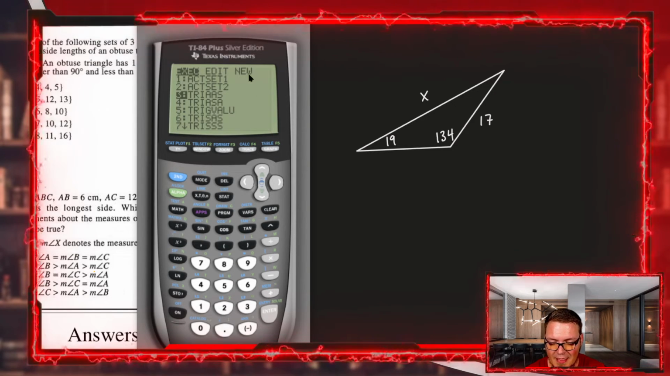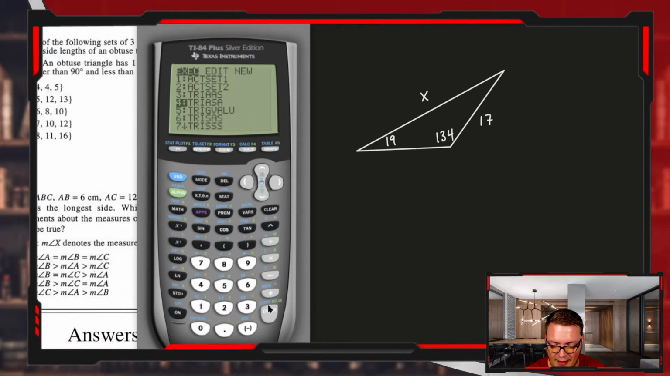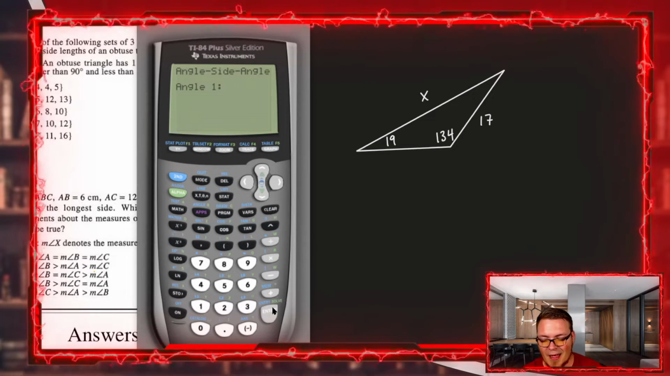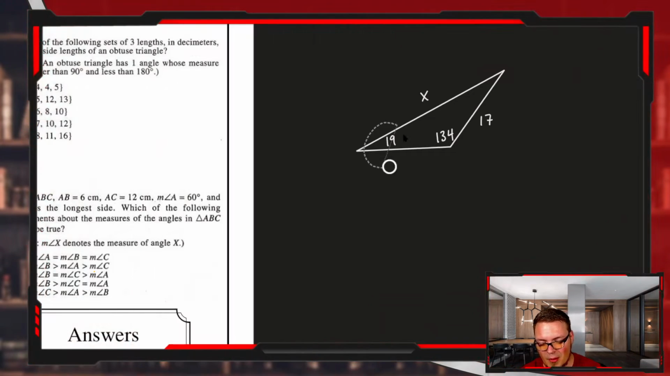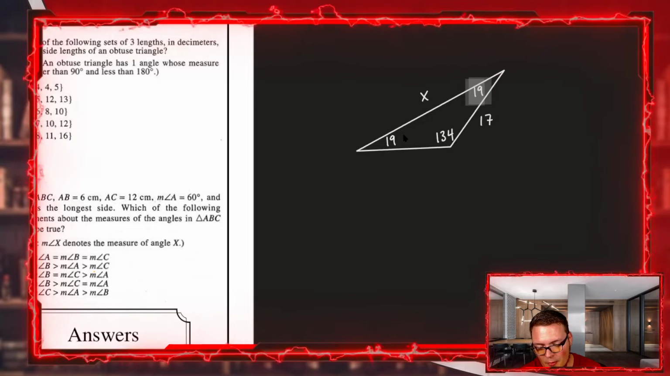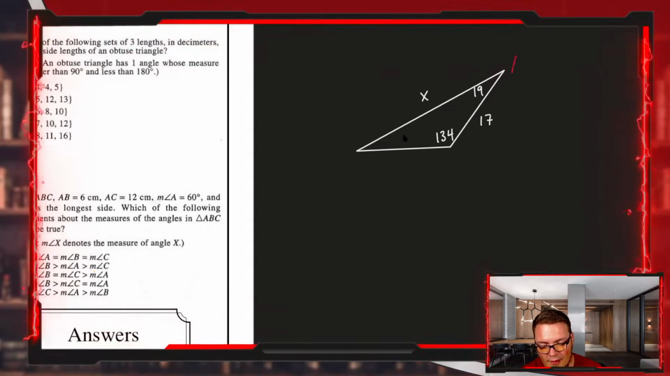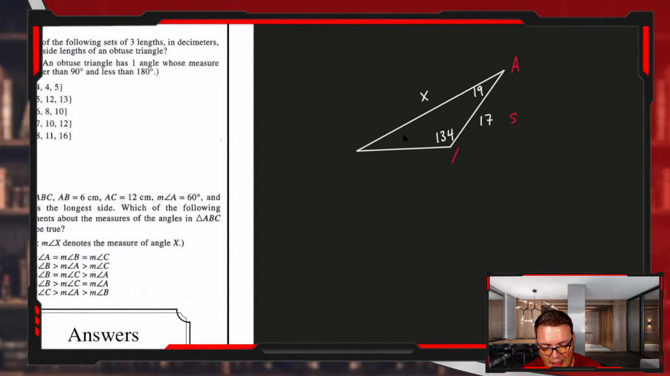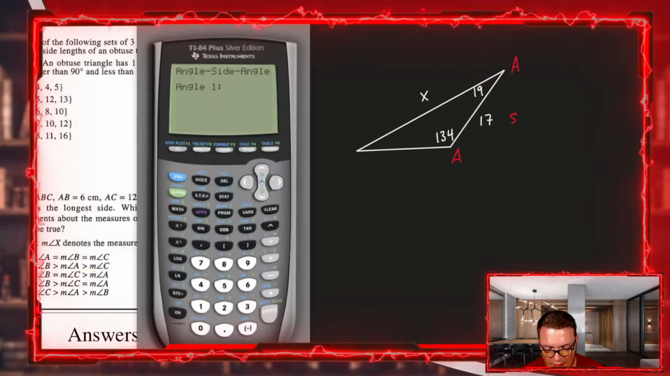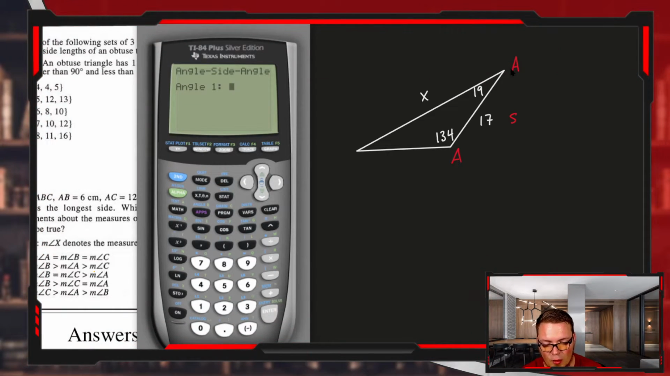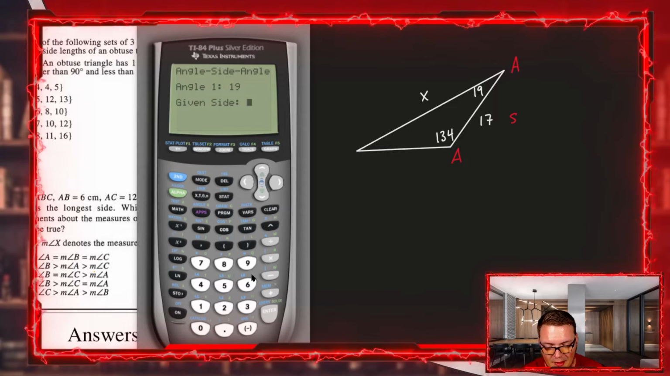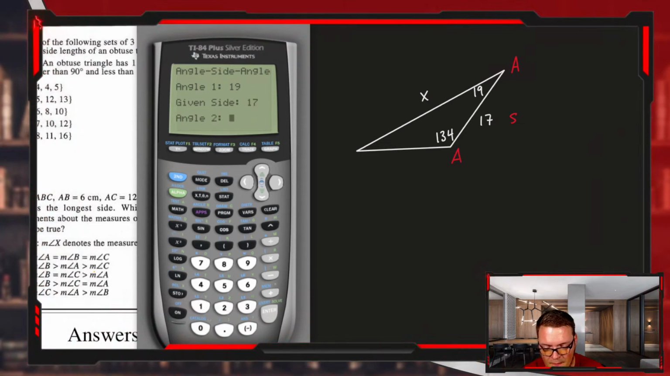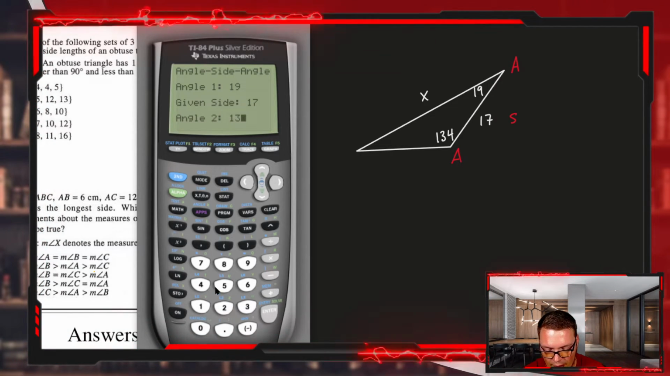Let me go ahead and use this time to show you examples of the other ones as well. Let's take the ASA option, the Triasa. This is angle, side, angle. For this example, let me go ahead and move this 19 to the top right corner, where we now have an angle, a side, and an angle. Let's see what the calculator gives us for this. I'm going to let angle 1 be 19. I'm going to let the side between them be 17. And angle 2 is 134.